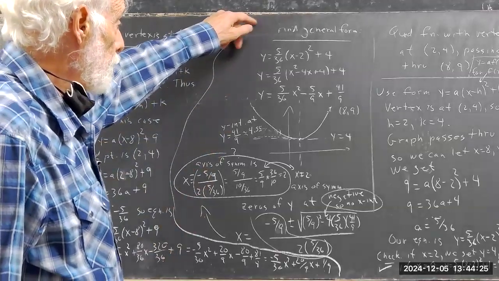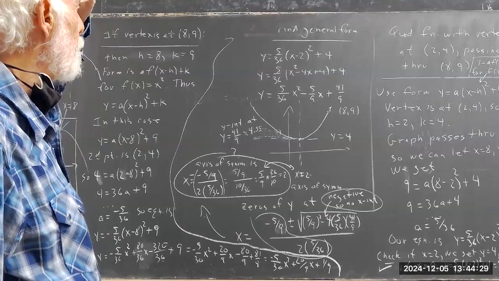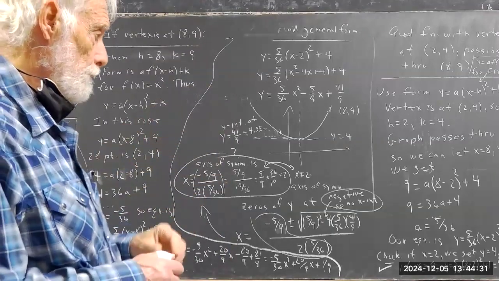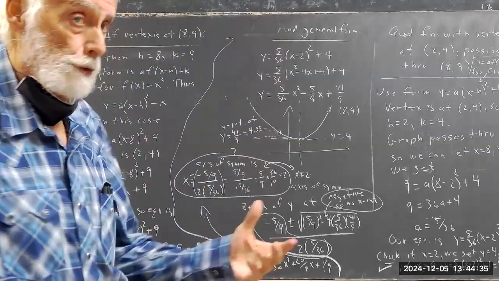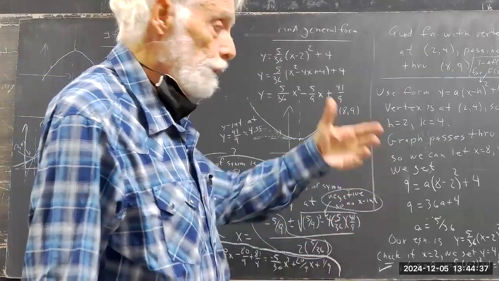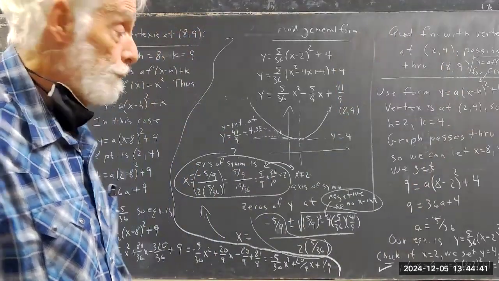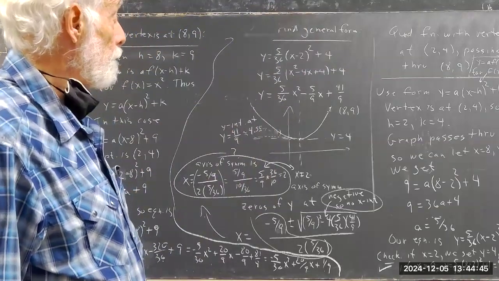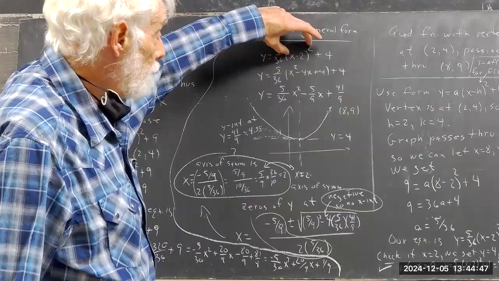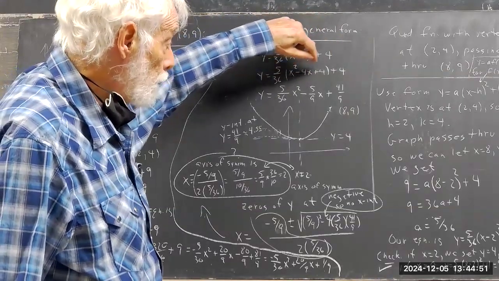Then we do the same thing. Then we digress a little bit. We found the general form of this equation. What's the general form? Well, that's like ax squared plus bx plus c. So we just write out the vertex form. We expand the square. (x minus 2) times (x minus 2), x squared minus 4x plus 4.